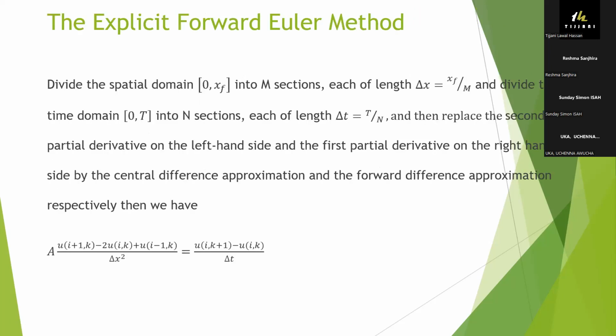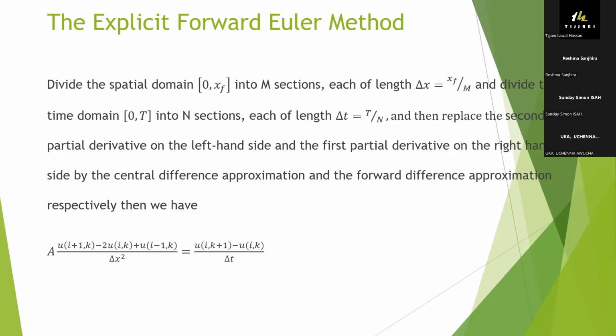So you can see the explicit forward formula. What is the explicit forward approximation numerical scheme? Divide the spatial domain 0 to xf into m sections, each of length delta x equal to xf by m, and divide the time domain 0 to T into n sections, each of length delta t equal to T by n. Then replace the second-order partial derivative on the left hand side and the first order partial derivative on the right hand side by the central difference approximation and forward difference approximation, respectively.